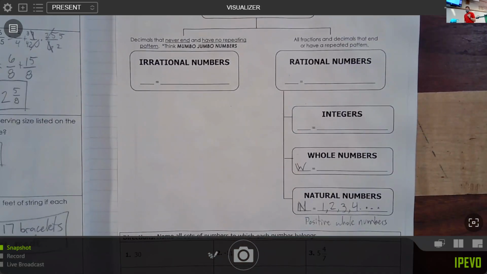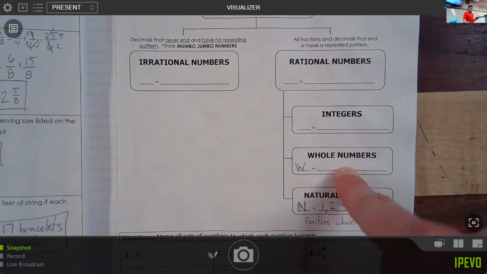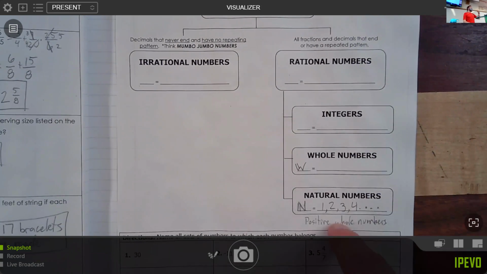And the whole numbers are all of the natural numbers. So what we're doing is we're expanding. Every one of these gets bigger in terms of the numbers that we include. So every new category includes every number from the previous category plus some new numbers. Does that make sense? Yeah. That's it? Yeah.